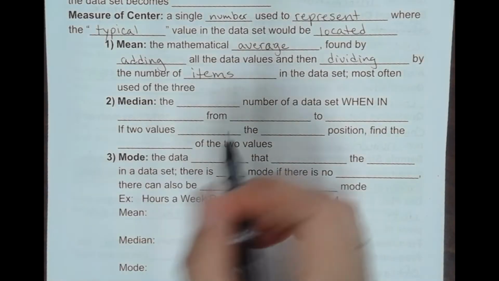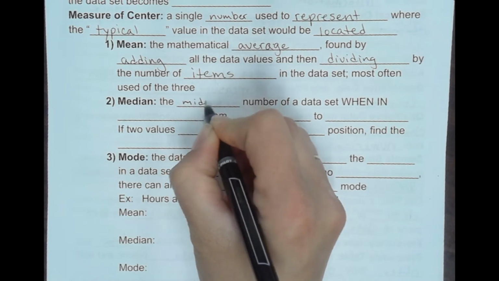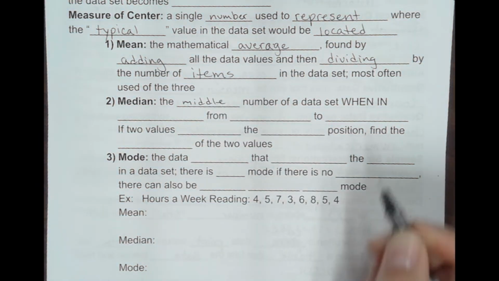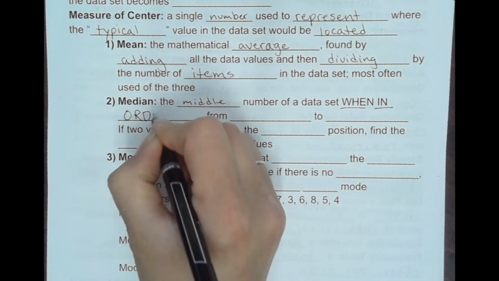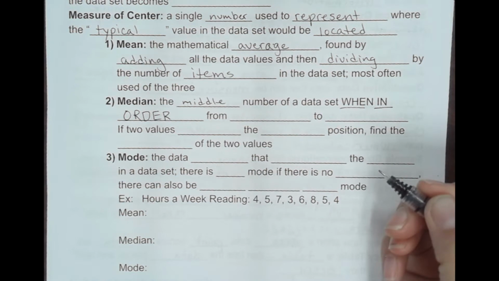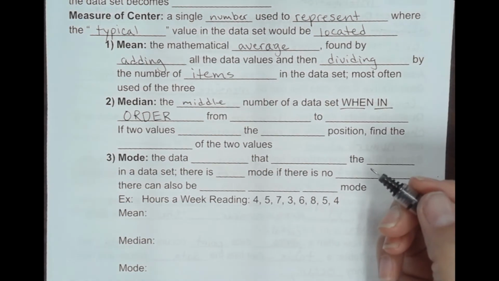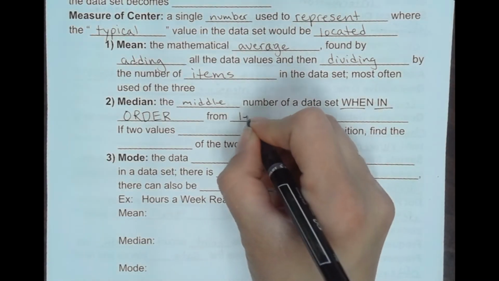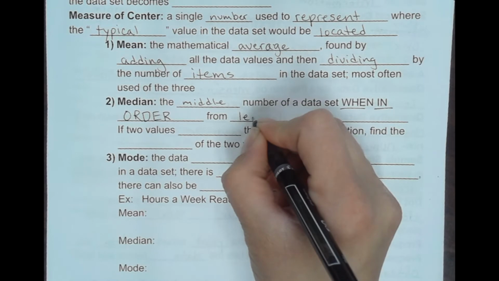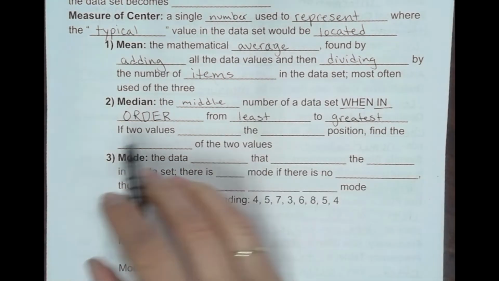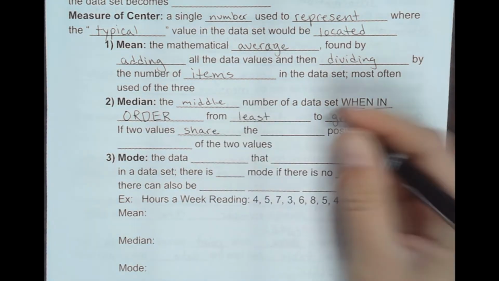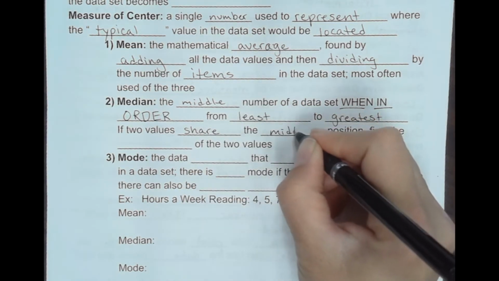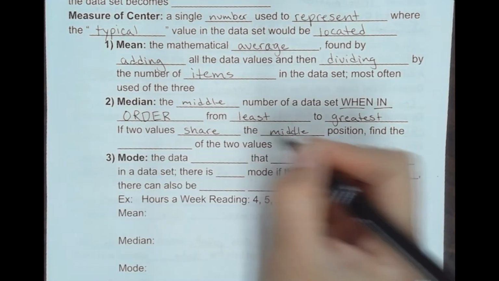So the mean is the most commonly used measure of center, but sometimes they will use the median or the mode. The median is the middle number of a data set when in order. A lot of kids want to be lazy and they just find the middle of the numbers all scrambled up. They have to be in order from least to greatest to find it. If two values share the middle spot, then we find the average of those two values.